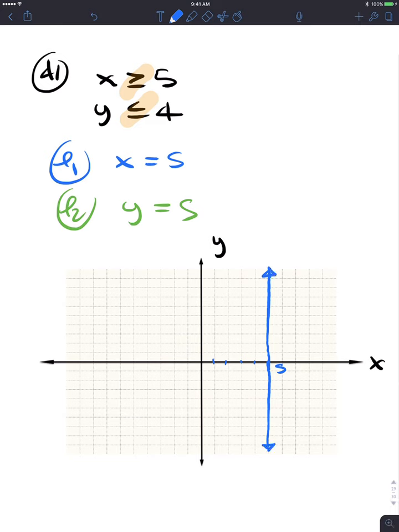Y is 5. Oh, excuse me. Y is 4. That's 1, 2, 3, 4 here. A nice horizontal line for Y is 4.